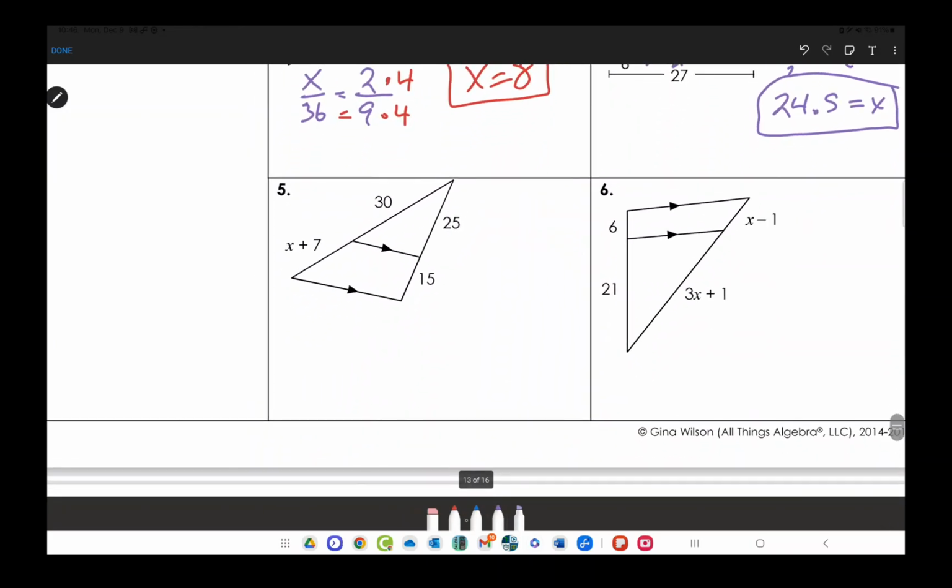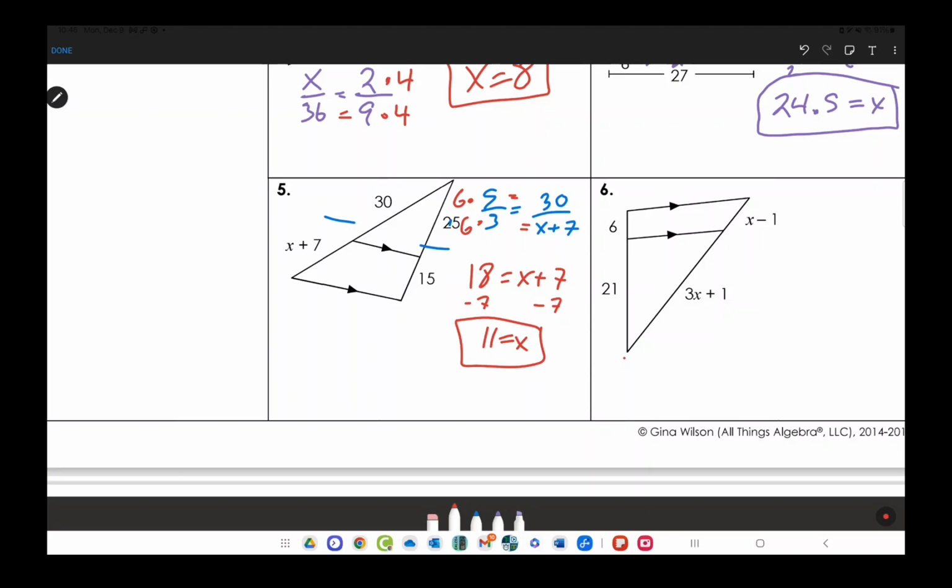Now 5 and 6 are a bit different because now we have not just a variable, we have a binomial. So here, when we set up our fractions, you still want to reduce fractions if you can. 25 and 15 both reduce by 5 to be 5 over 3 is equal to 30 over x plus 7. Now, if you want, you can still use the shortcut, because 6 times 5 is 30, which means 6 times 3 is x plus 7. So that means 18 is equal to x plus 7. Subtracting 7, 11 is equal to x. So you can still use the shortcut in this case.